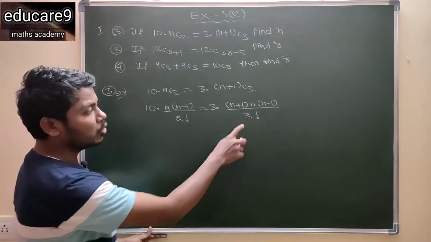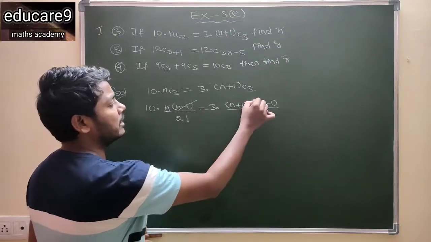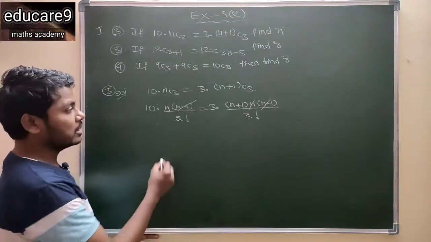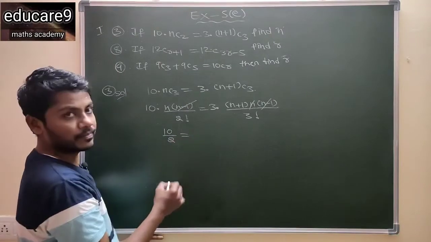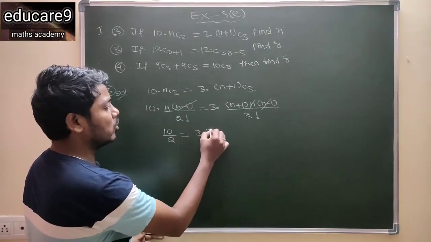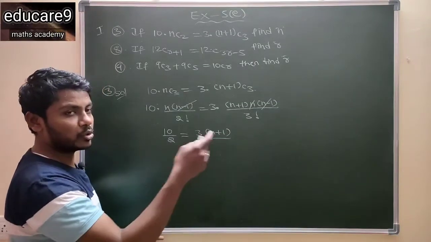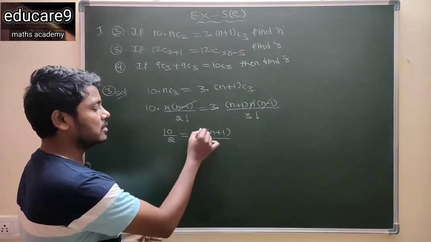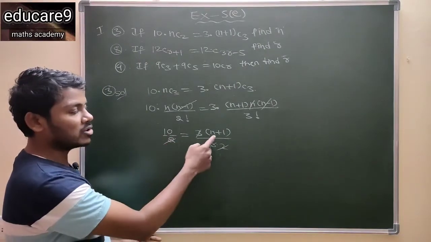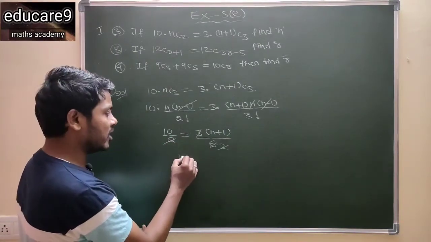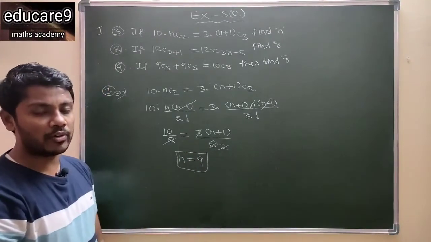Now, how to write 3 factorial here? n and (n-1) get cancelled. Now, this is 10 by 2 is equal to 3 into (n+1) by 3 factorial, which is 3 into 2, that is 6. So, 3 and 2 get cancelled. So clearly 10 is equal to n+1. What is the n value? 9. So, this is the value of n.